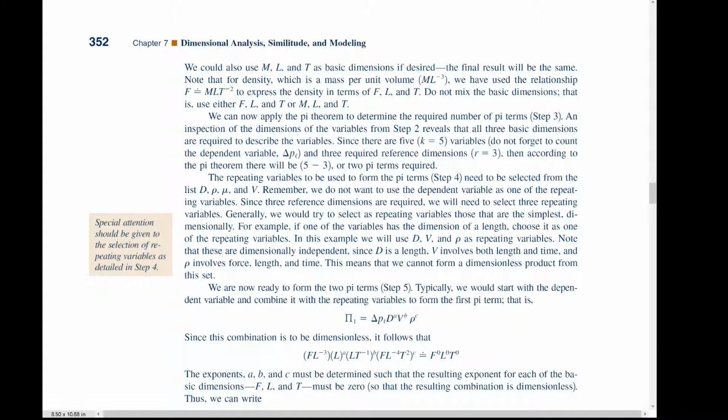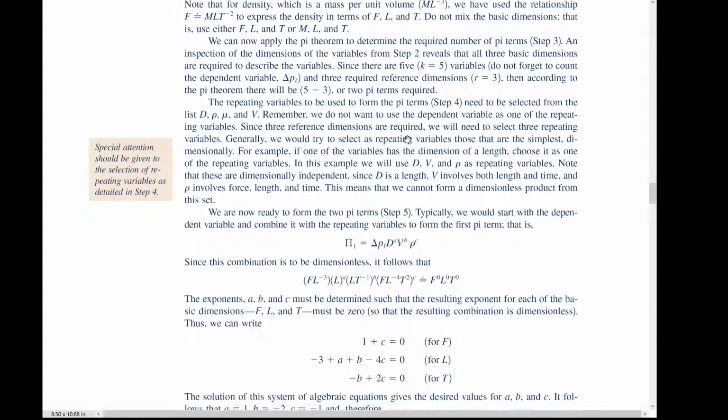Step 3. An inspection of the dimensions of the variables from step 2 reveals that all 3 basic dimensions are required to describe the variables. Since there are 5 variables, k equals 5, do not forget to count the dependent variable delta p sub l, and 3 required reference dimensions, r equals 3. Then according to the pi theorem, 5 minus 3 equals 2.